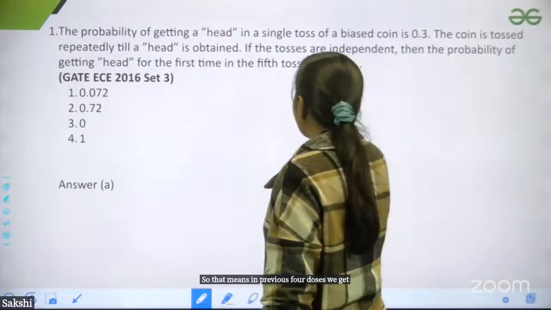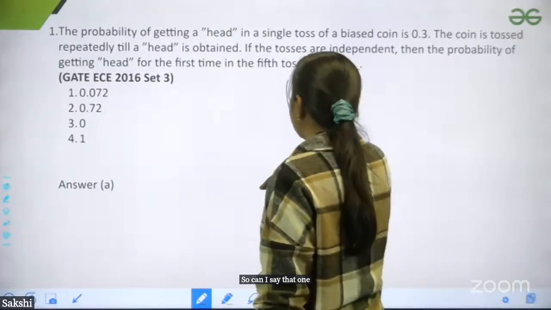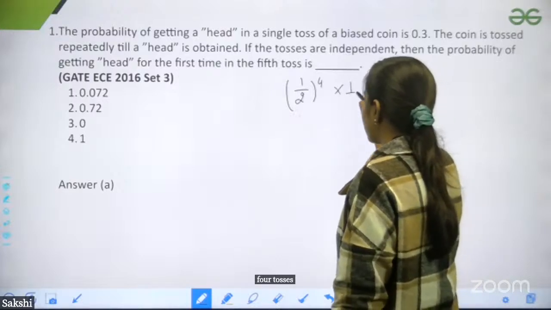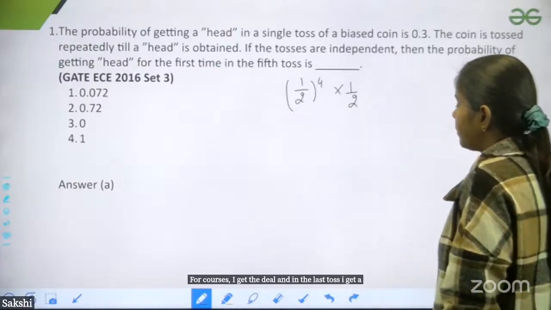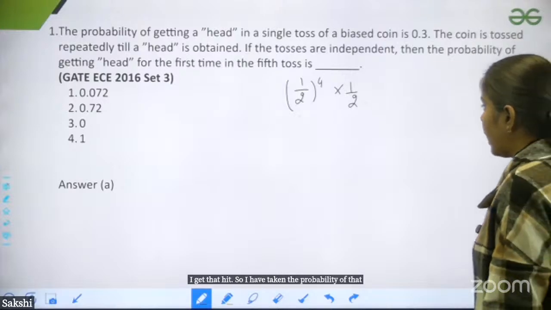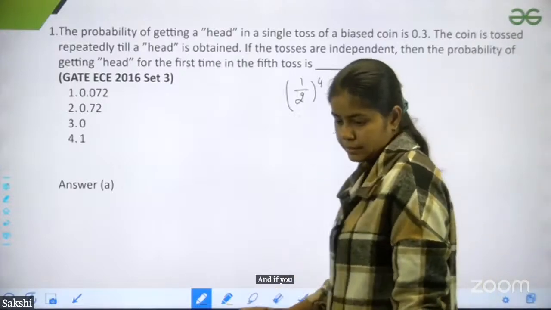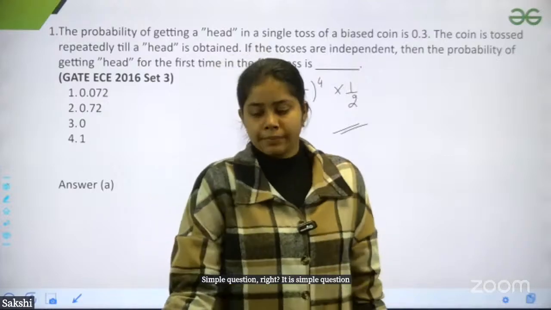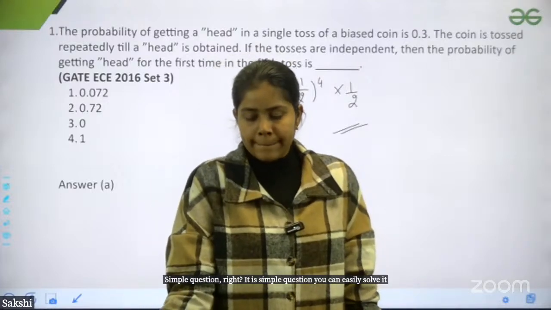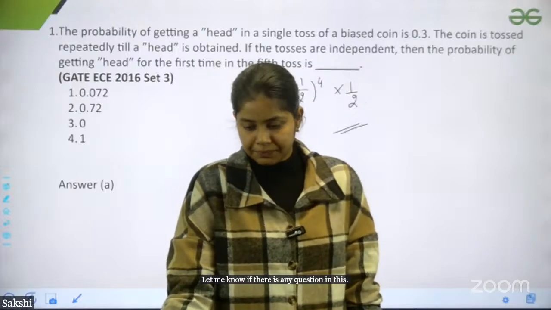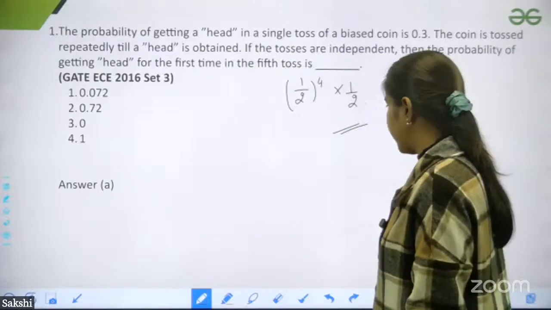So can I say that it is 1 by 2 to the power 4? That means because in the previous four tosses I get tails, and in the last toss I get the head, I have taken the probability of that. If you solve this, you would get the answer. It is a simple question. You can easily solve it. Let me know if there is any question in this simple question.